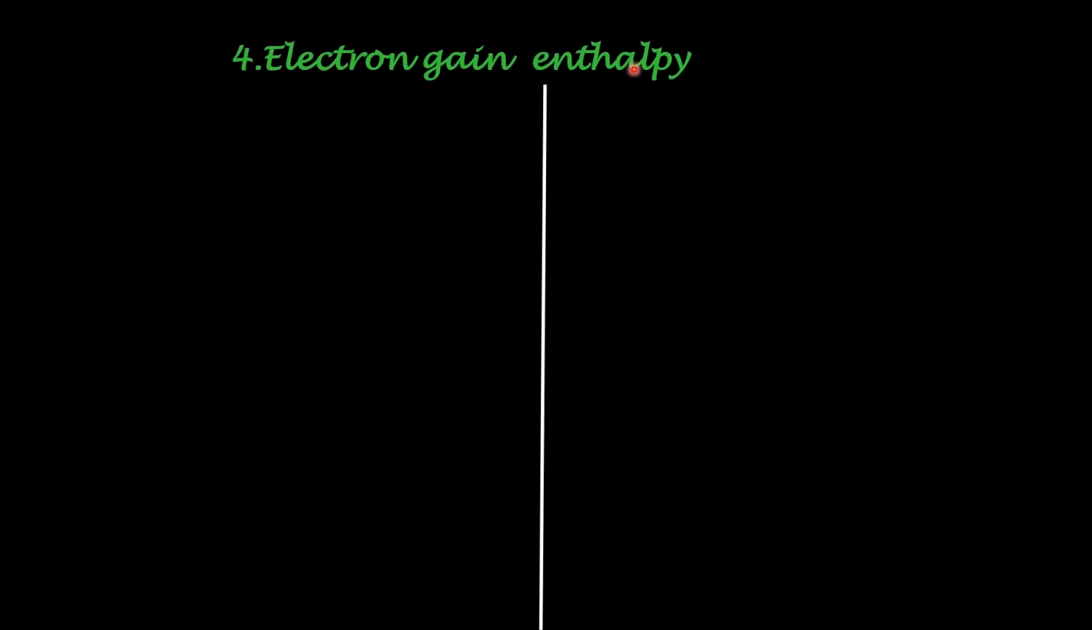Fourth periodic property, electron gain enthalpy. Enthalpy, as you already know, is a change in energy. Here, it is the change in energy when an electron is accepted by an atom. When an atom gains an electron, it becomes negatively charged, that is, an anion. We have already discussed ionization enthalpy, wherein the atom loses an electron and becomes a cation by absorbing energy.